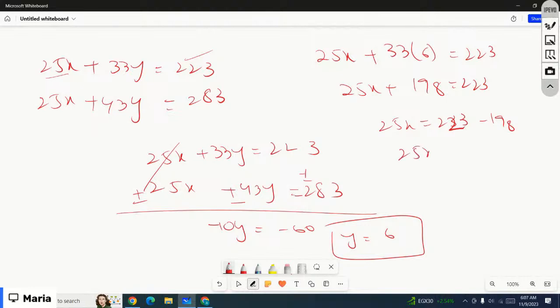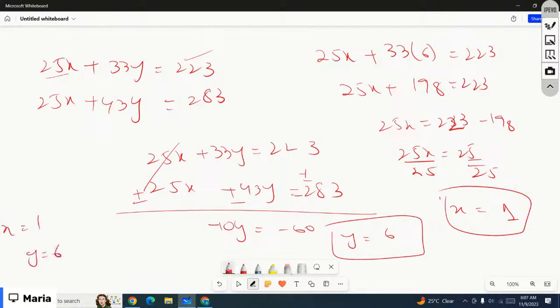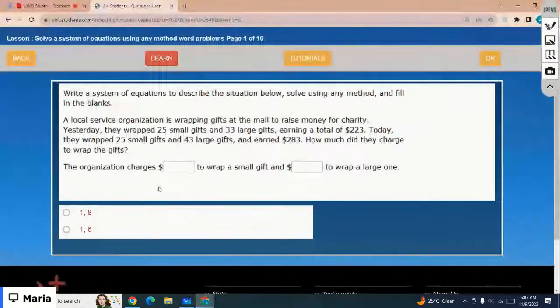So 25x equals 25. Now divide both sides by 25. So x equals 1, right? So you have the solution of the system of equations: x equals 1 and y equals 6. That means the organization charged $1 to wrap a small gift and $6 to wrap a large one. So the correct option is 1 and 6. Got it?